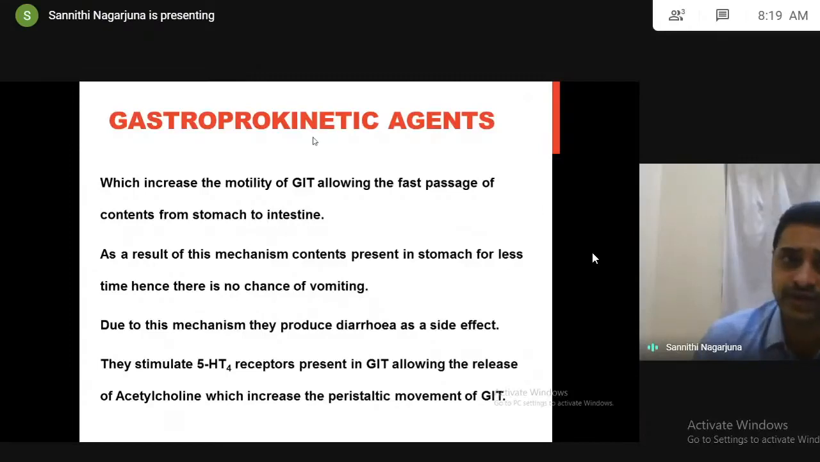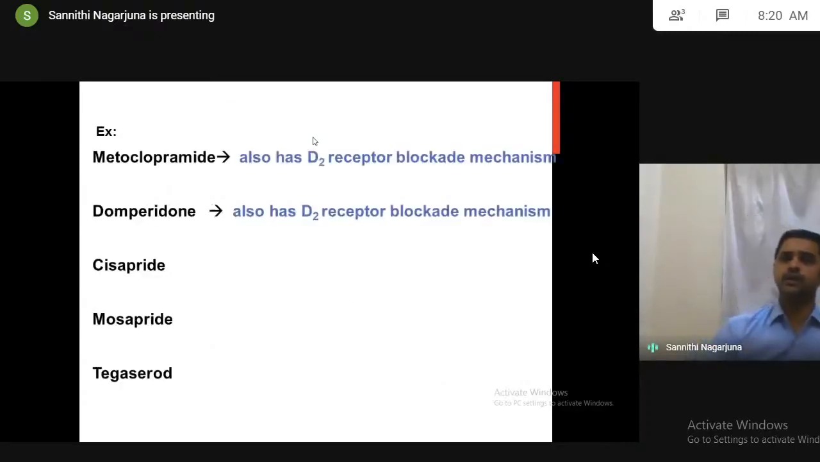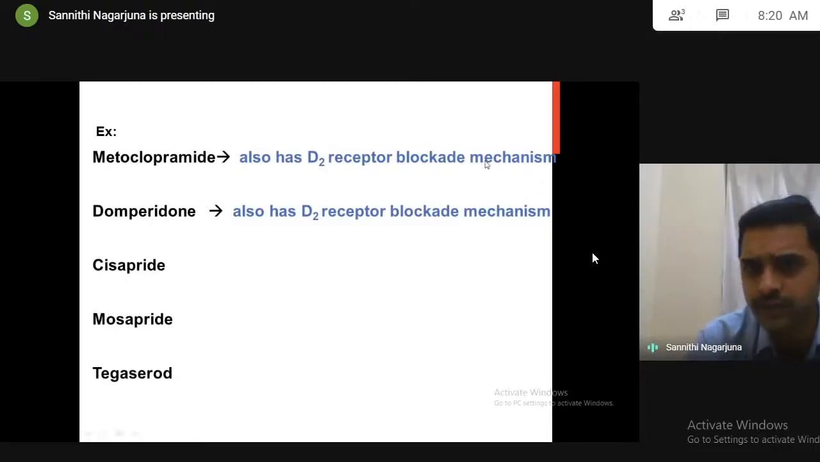Don't confuse that. In the first class, anticholinergics are blocking the muscarinic receptors in the vestibular apparatus, in the ear, in the CTZ. Site of action is different. Here, these drugs cause the release of acetylcholine in the GIT region, in the local region, which increases motility of GIT. So what are those drugs? Metoclopramide, domperidone, cisapride, mosapride, tegaserod. Out of all these, the first two drugs also have D2 receptor blockade mechanism. Apart from the gastroprokinetic mechanism, they also have D2 blockade mechanism.